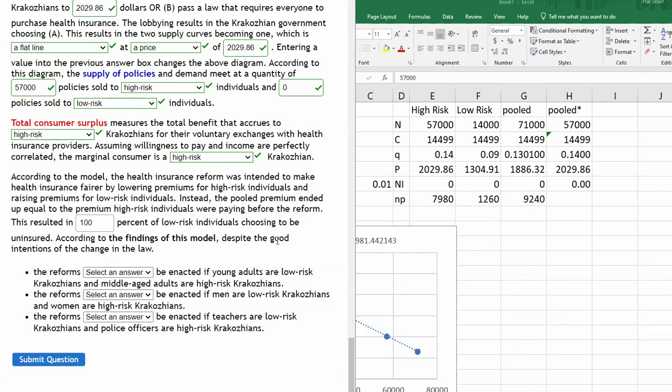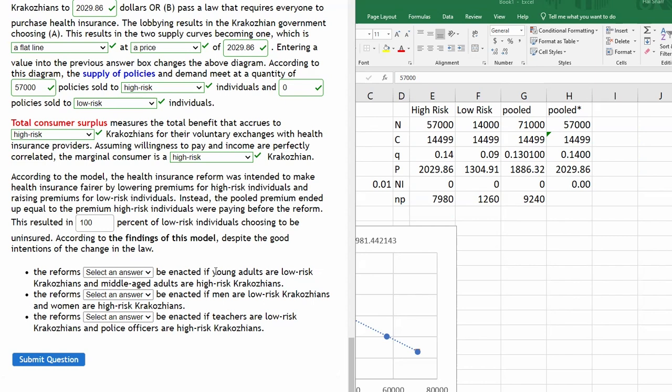According to the findings of this model, with the health insurance reforms that we analyzed, despite the good intentions of the change in the law, the reforms should what? Should they be enacted if young adults are low-risk Caucasians and middle-aged adults are high-risk Caucasians? Should the law force young adults to pay a higher premium so that the middle-aged adults are paying a lower premium? Should that be the case?